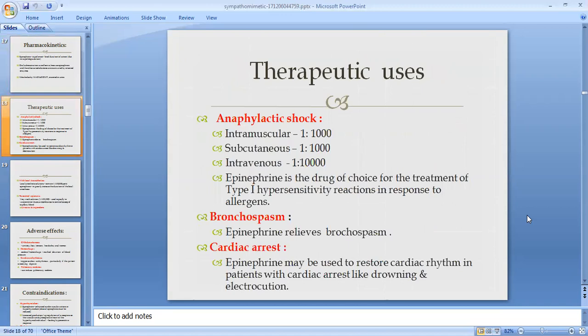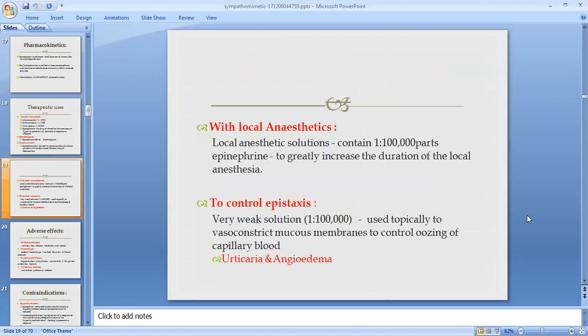Therapeutic uses: it is used in anaphylactic shock, bronchospasm or bronchial asthma, and cardiac arrest. With local anesthetic, it is used to decrease the degradation of the local anesthetic. To control epistaxis, a very weak solution of adrenaline is used topically as a vasoconstrictor agent on the mucous membrane. It is also used in urticaria and angioedema.